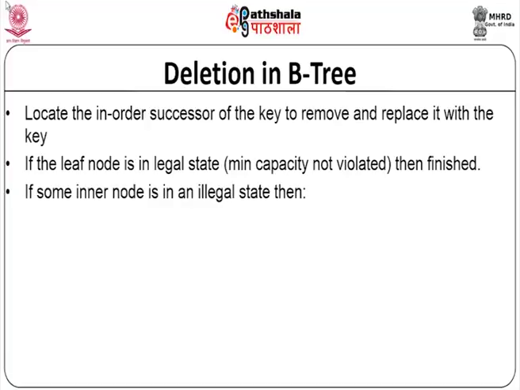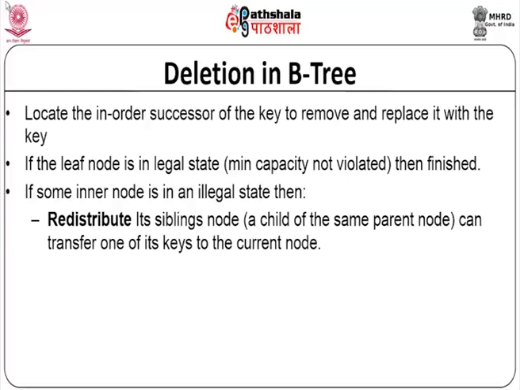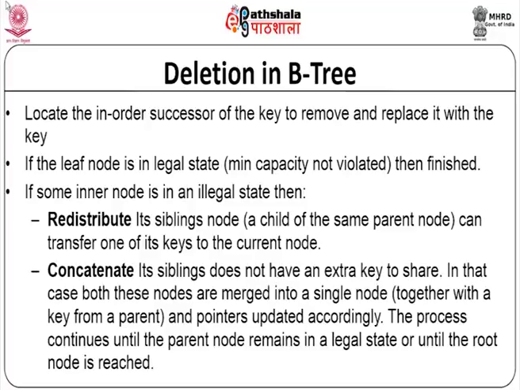If the node is in an illegal state because we have removed the key from there, then redistribute: a sibling node, a child of the same parent node, can transfer one of its keys to this particular current node. We have seen this in 2, 3, 4 trees the same way, but this is much more generalized. So, redistribute the siblings of the node, that is, a child with the same parent is called a sibling, and transfer one of its keys to the current node.